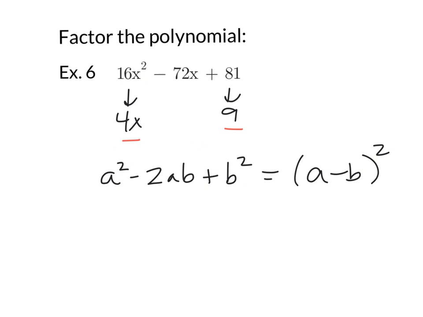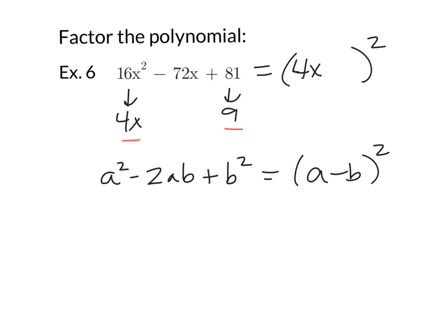So it's a perfect square. It's going to factor into a binomial squared. And then how do I find that binomial? Well, remember this A is just the square root of your first term. The square root of 16x squared was 4x. All right, so that first term will be 4x.